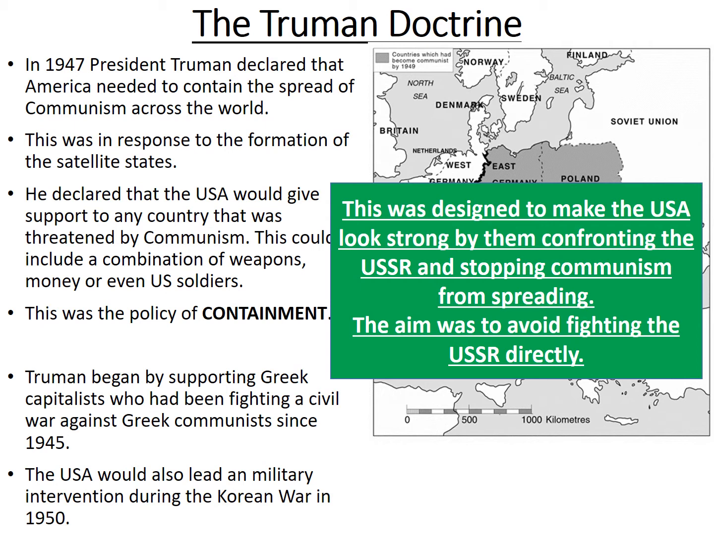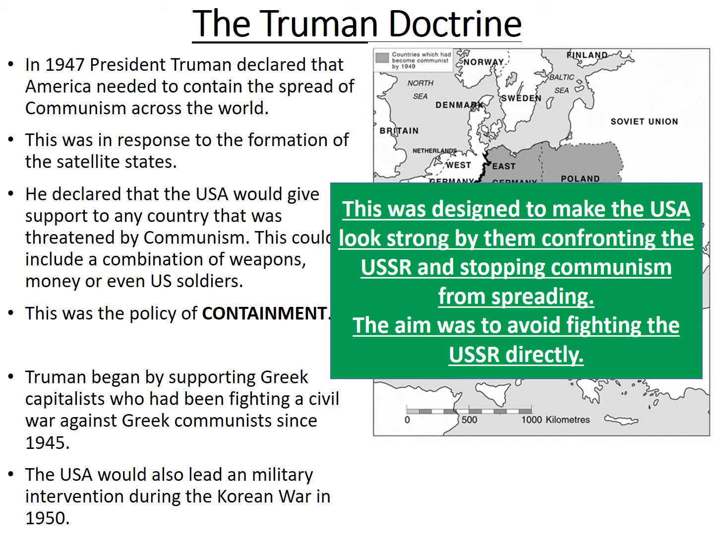However, the aim is to avoid fighting the USSR directly. They don't want World War III. They don't want to start a huge war 2 years after they've just ended the Second World War. So they want to avoid direct fighting. Even in Korea, there is no direct fighting between the USA and the USSR. We know now that the Soviets did send some pilots to Korea, but at the time that wasn't known. And Stalin was also very clear that they wanted to avoid a war.